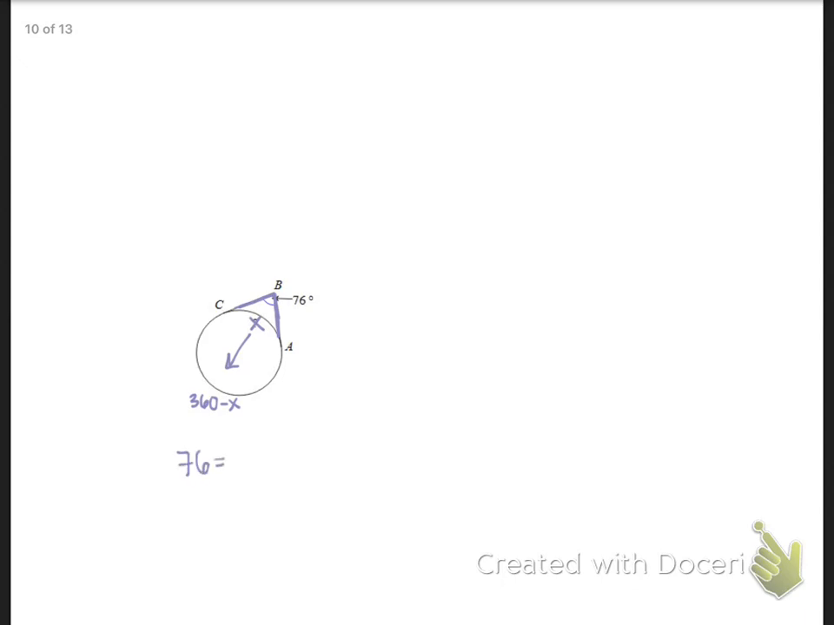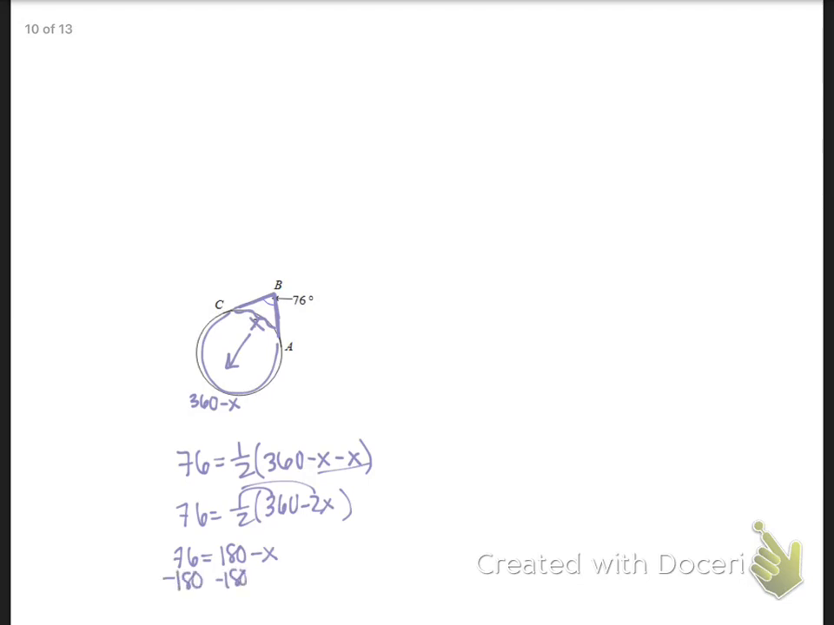So now I've got 76 equals 1/2. My big arc is 360 minus X minus my little arc. Okay, so I've got 1/2, 360. If I bring these together, I got minus 2x. So I could distribute this half, or I could multiply both sides by 2 if I want to get rid of that fraction. Since they're even, we can go ahead and distribute it. So I get 180 minus x. I'm going to subtract that 180. And get negative 104 equals negative x. Divide by negative. I get my x to be 104.